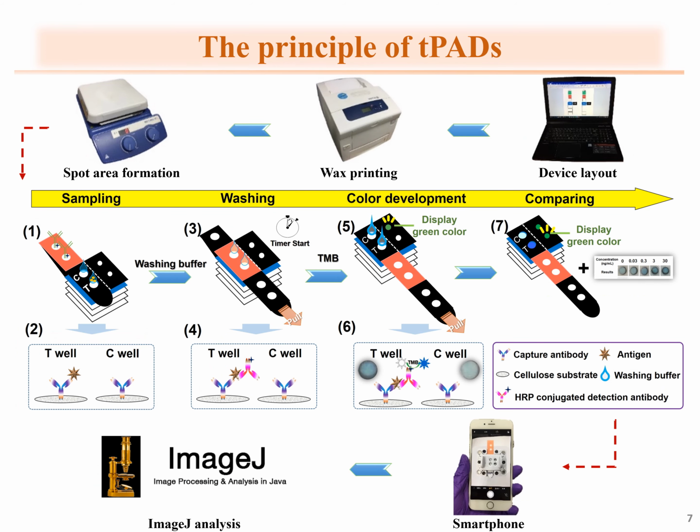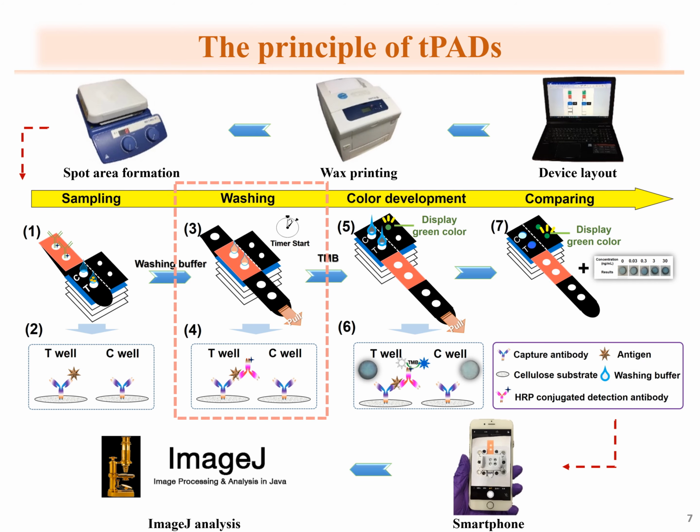Based on the origami design of the proposed 3D T-pad and the developed timer, the operation of the detector can be simplified into 4 steps. 1. Sampling. First, we add the test sample to the T well and control sample to the C well, which have been pre-modified with capture antibodies. After adding the samples, the antigens contained in the test sample will bind with the capture antibodies and form the antigen capture antibody complex on the T well.